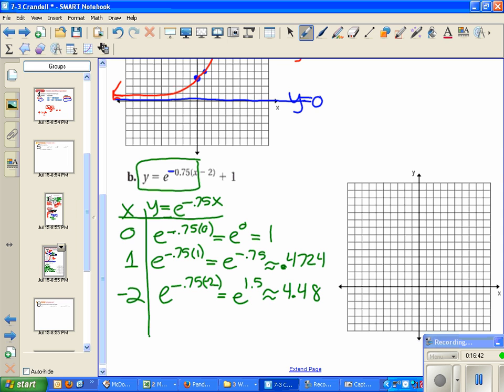So if you got those numbers, plugged in 0, you got 1, plugged in 1, you got 0.4724, and you plugged in -2 and you got 4.48, great job. If not, rewind and then check out what I did. All right, so when I graph 0, 1, that's right about there. 1 is about half, so in between 0 and 1, and -2 is about 4.5. 1, 2, 3, 4, 4.5.